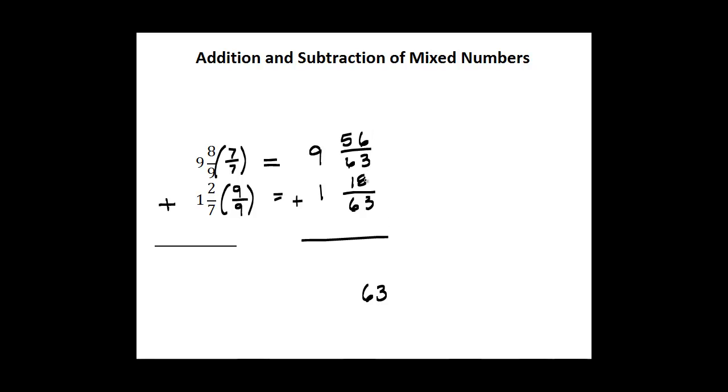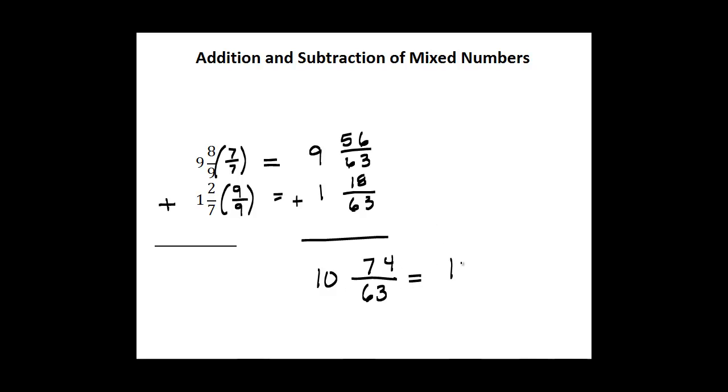So 6 plus 8 is 14, and 5 plus 1 is 7, 4, 9 plus 1 is 10, and 74 over 63. Now this 74 over 63 we know is an improper fraction, but we can't leave it as a mixed number with an improper fraction. So we're going to have to regroup this.